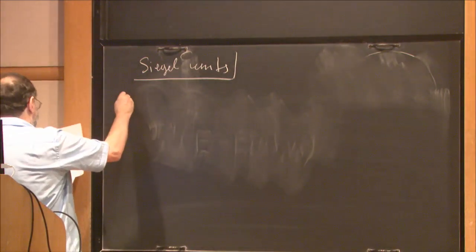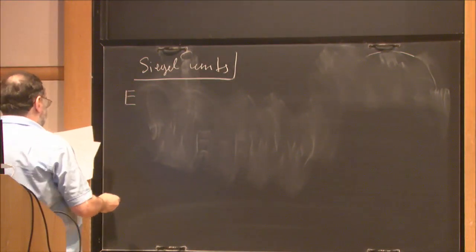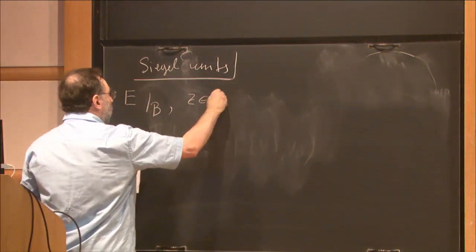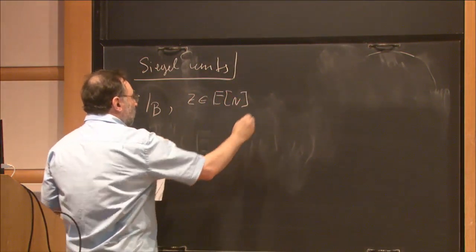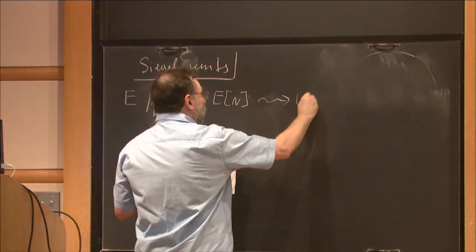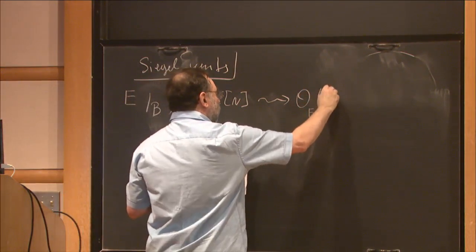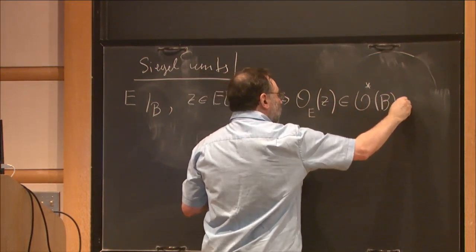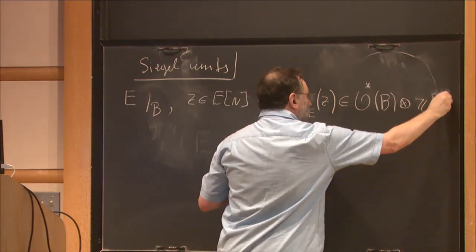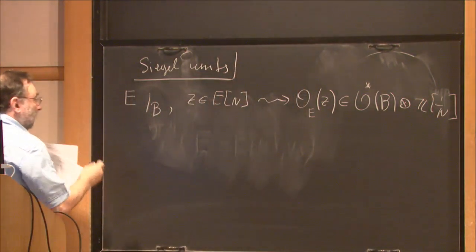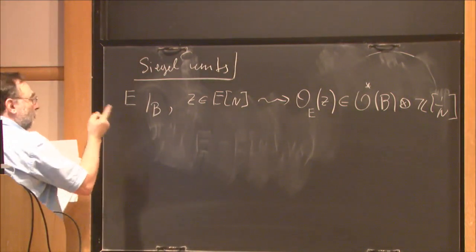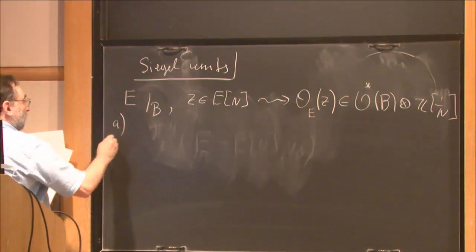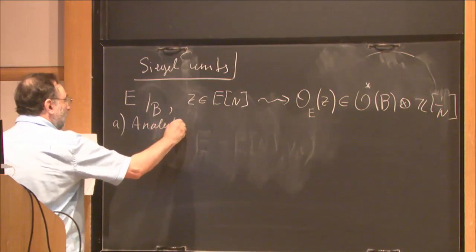So the claim is this, that if you have an elliptic curve E over some base B, and if you have some torsion point, then this creates for you some element, let's call it theta E of Z, which belongs to the invertible functions on this base, tensor Z[1/n], where n is inverted. So now you can see this is the main claim about units: modular units, elliptic units, Siegel units. You can use the name depending where you sit, but it has two descriptions, so you can describe this analytically.